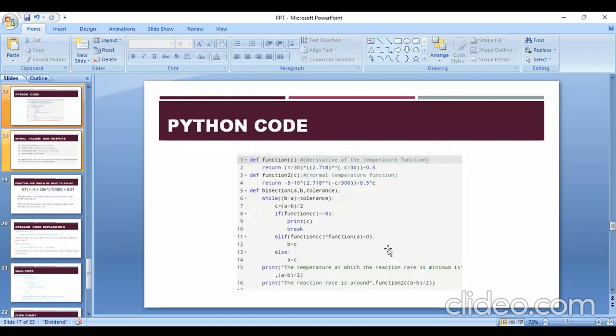The main task of my project is to find the temperature at which the reaction rate is minimum. So here is the Python code for my project. Here function 2 refers to normal temperature function. It takes C as input and it returns the function value at C, and function refers to the derivative of normal temperature function. It takes C as input and it returns the derivative value at that point C. And bisection is a function which takes three parameters as the input: A, B, and tolerance.